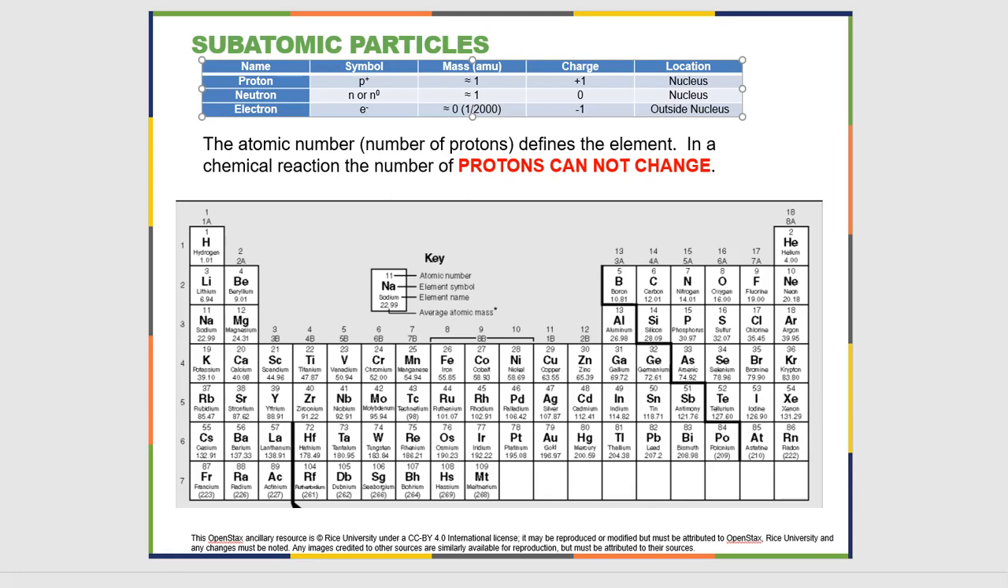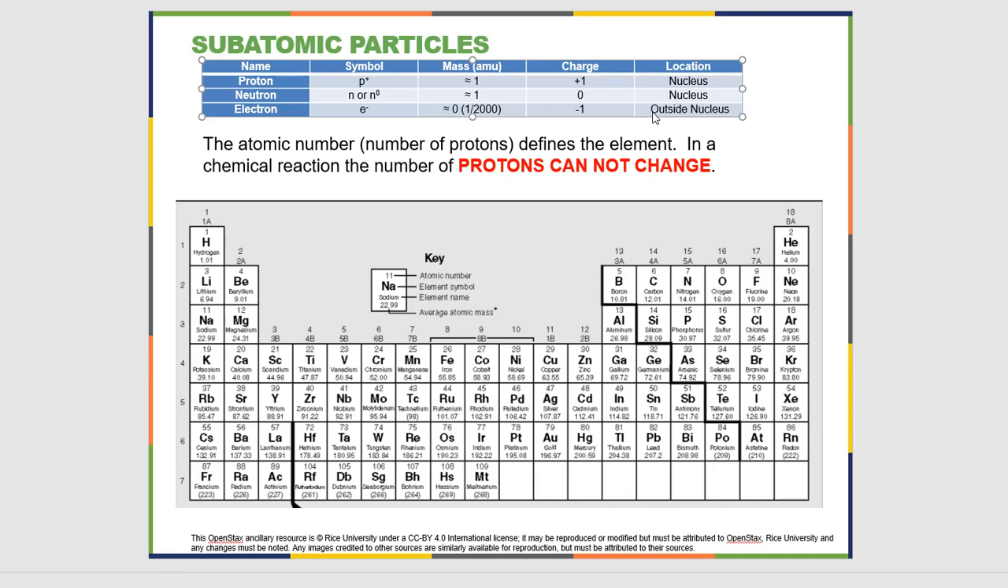Anyway, let's look at the subatomic particles. We have the proton, P+, which has a mass of 1 AMU, a charge of +1, and is found in the nucleus. We have a neutron, which is neutral, a mass of 1 AMU, no charge, found in the nucleus, and an electron, with a mass of approximately 0, a charge of -1, and is found outside the nucleus. It's very important that you know these things. Said another way, you should copy this down.